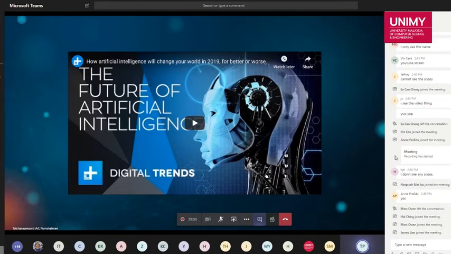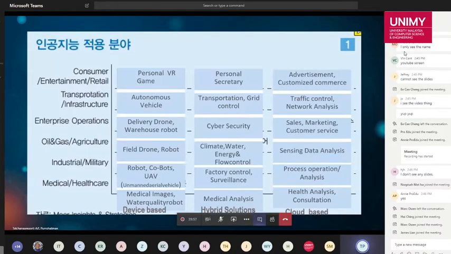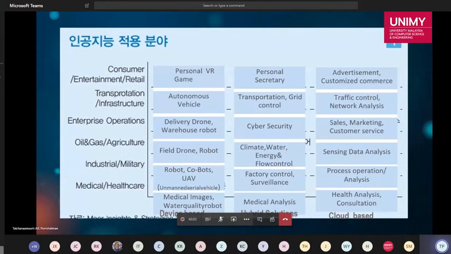Later you can have the slides and check the future of artificial intelligence and what the trends are. Under these slides, on your left, there are a lot of industries, and you have the services offered by the employment.